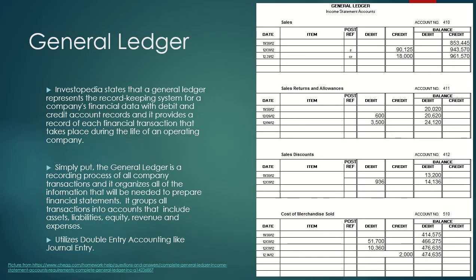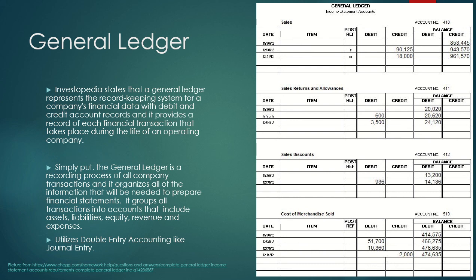So now we get to the general ledger. Investopedia states that a general ledger represents the record keeping system for a company's financial data with debit and credit accounts, records, and it provides a record for each financial transaction that takes place during the life of an operating company. Simply put, the general ledger is a recording process for all company transactions, and it organizes that information that will be needed to prepare financial statements.